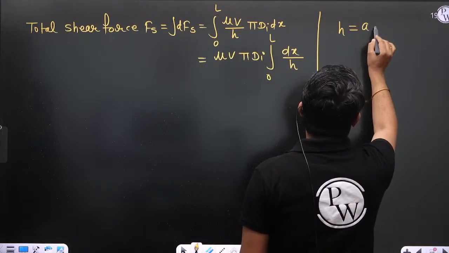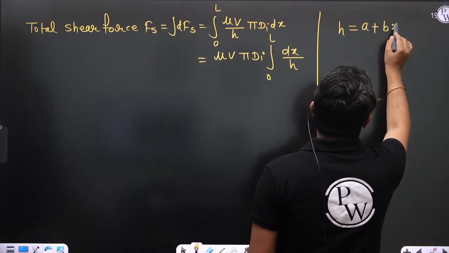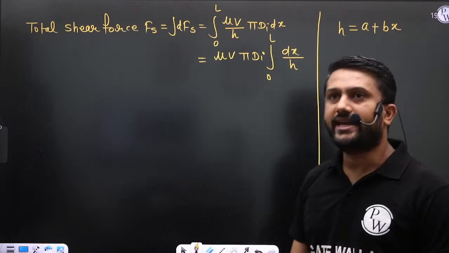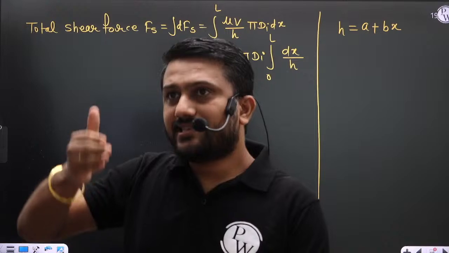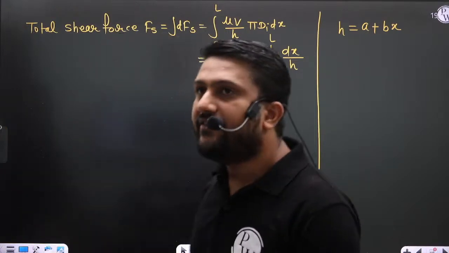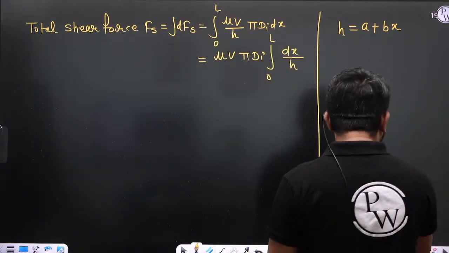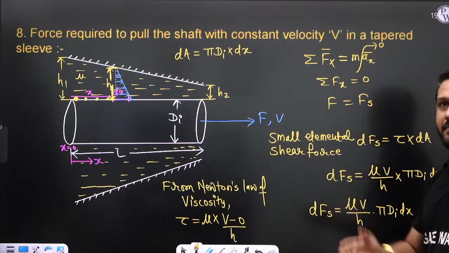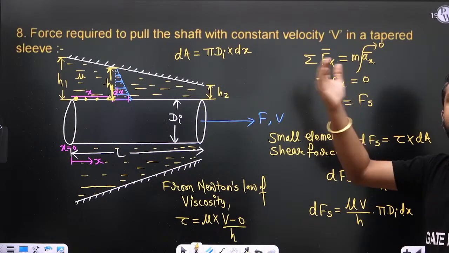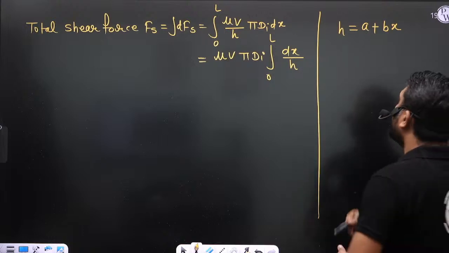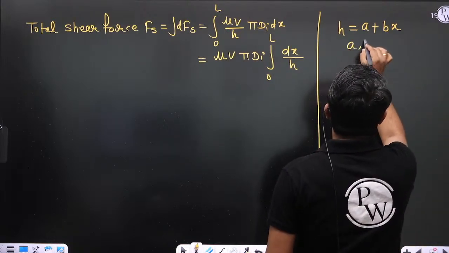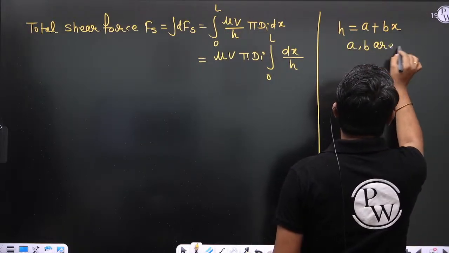So we can write h is equal to a plus bx, because we know that h is not constant. H changes with respect to x, and it is clear from this diagram that h changes linearly with x. So we can write h is equal to a plus bx, where a and b are constants.